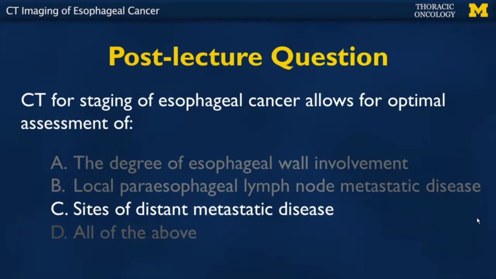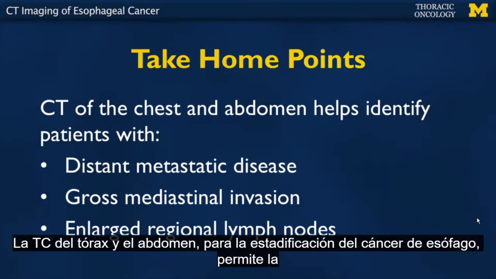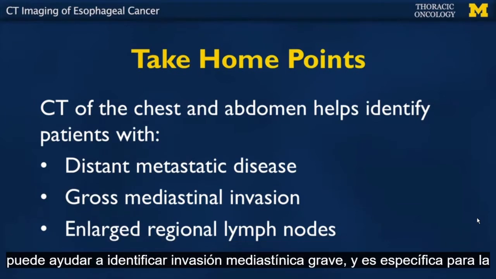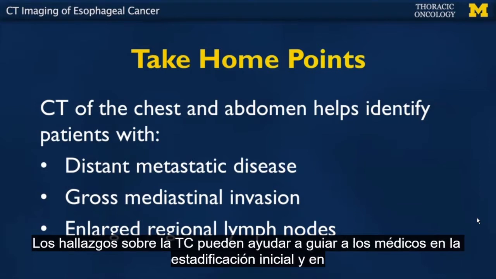These are our take-home points. CT of the chest and abdomen for the staging of esophageal cancer allows for identification of sites of distant metastatic disease, may help identify gross mediastinal invasion, and is specific for regional lymph node disease when lymph nodes are enlarged. The findings on CT can help guide clinicians in initial staging and appropriate therapeutic options.